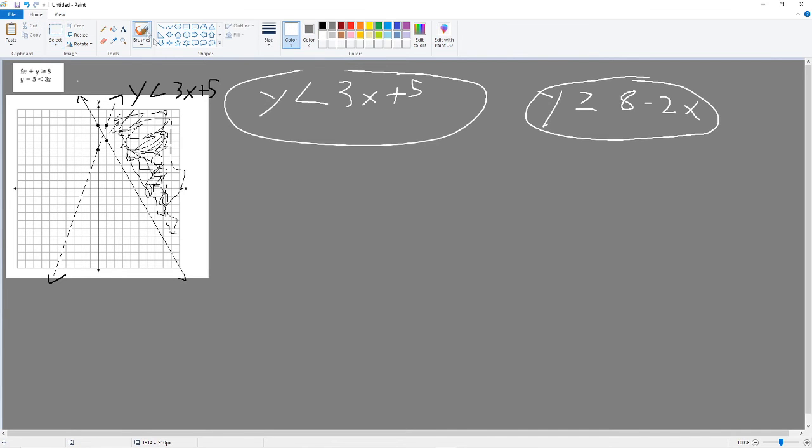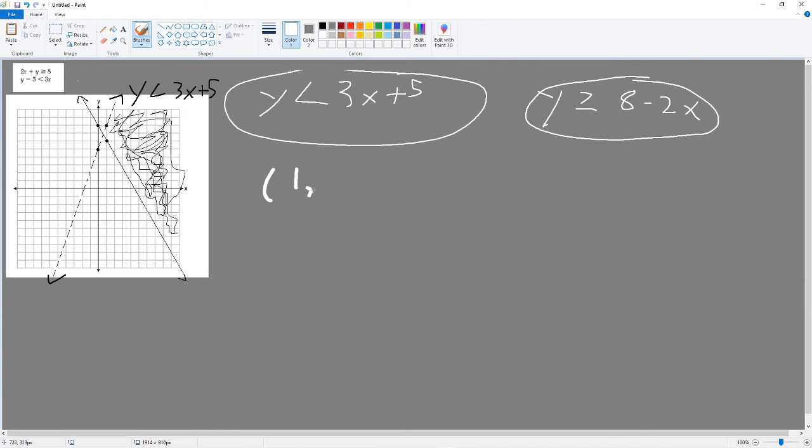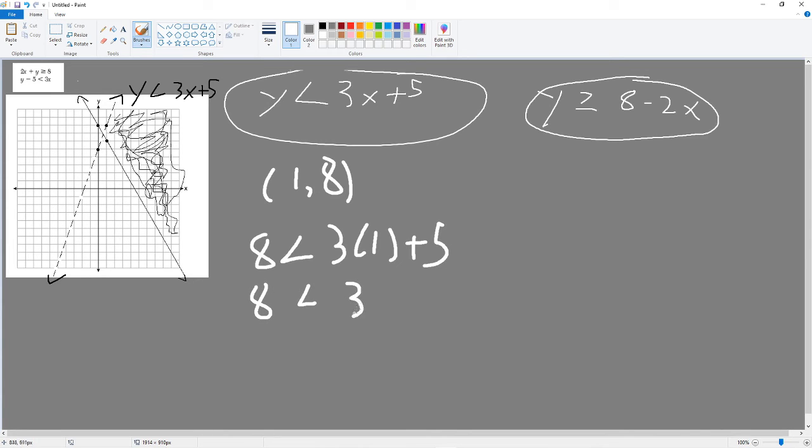Okay, let's check it out. So the solution said 1 comma 8, right? Let's see, y, so 8 is less than 3 times 1 plus 5. Is 8 less than 3 plus 5? No, it is not correct. 8 is not less than 8. It is equal to 8. So no, this is no bueno, right? No good.